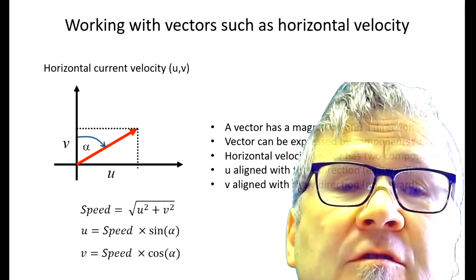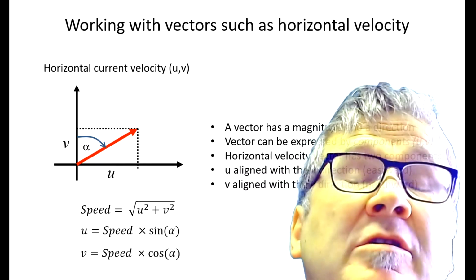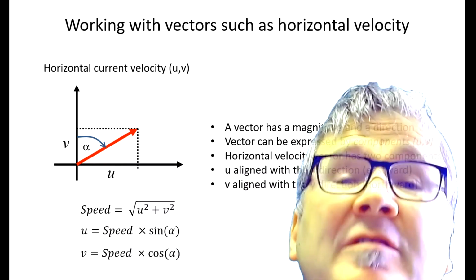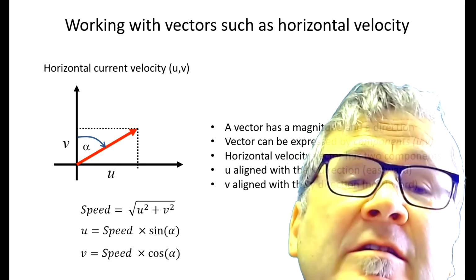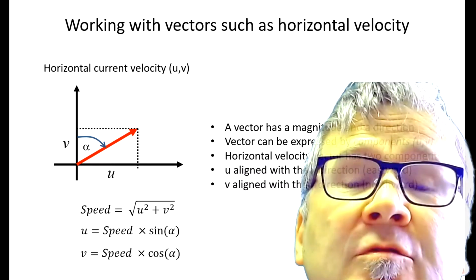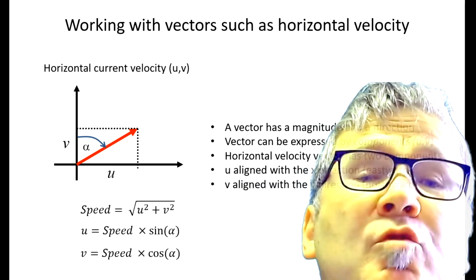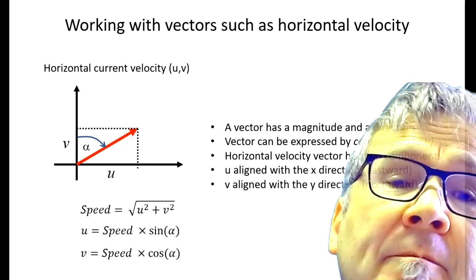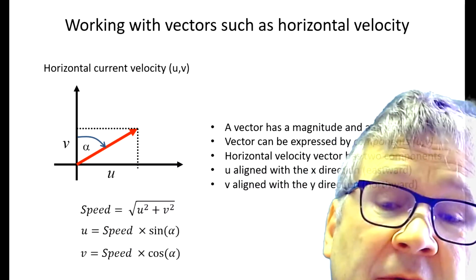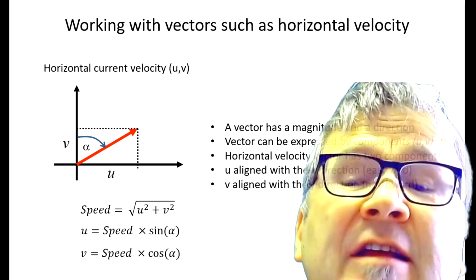You just have a value. But horizontal velocity is a vector in the ocean, because it's a horizontal current that flows from A to B, that flows into a certain direction and moves objects into a certain direction. Okay, and here's one example. A vector has a magnitude and a direction.